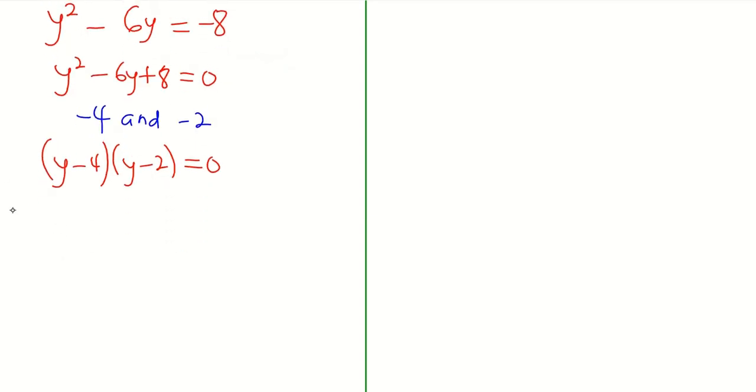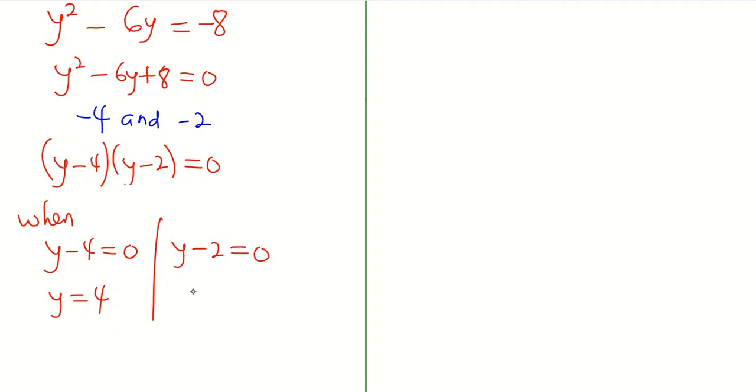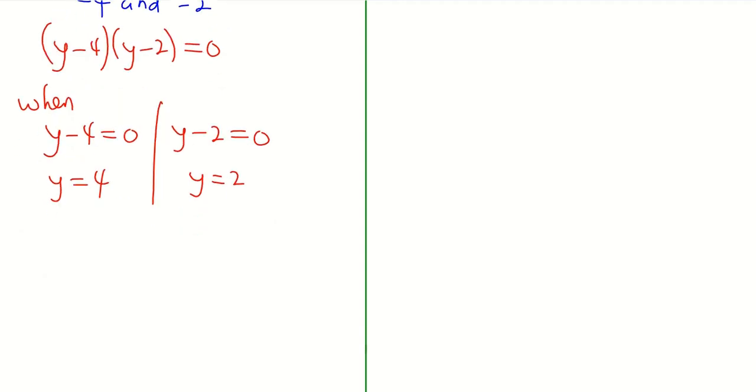And so when y minus 4 is equal to 0, our y value here is equal to 4. In the same way, when y minus 2 is equal to 0, our y value here is equal to 2. And so we are interested in finding the value of x, but remember that we said we should let y be equal to 2 exponent x. So in place of y we are going to put 4 there.